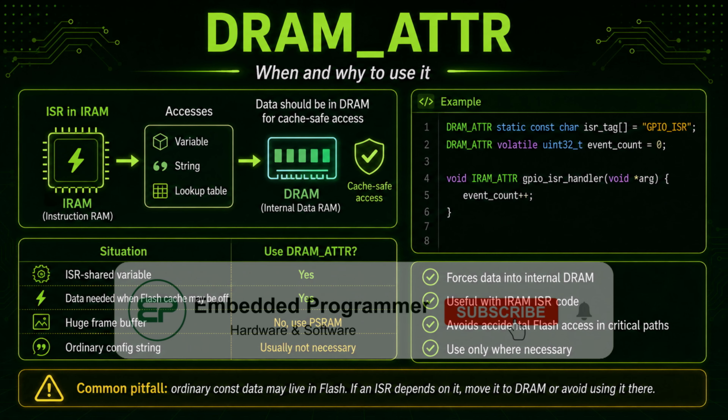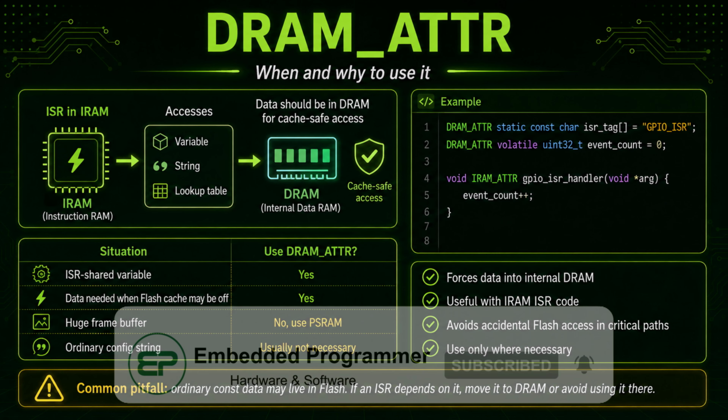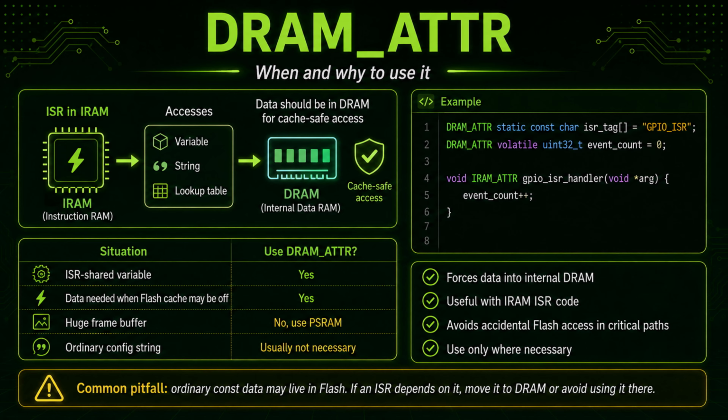DRAM_ATTR performs a similar role to IRAM_ATTR, but for data rather than executable code. Its purpose is to force a variable or constant into internal data RAM. Why would we need this? Imagine we have an interrupt handler correctly placed in IRAM. Inside that ISR, we access a lookup table, a constant string, or some other variable. If that data is actually stored in flash, the ISR still depends on flash access, even though the ISR code itself is in IRAM. During a cache-disabled condition, this can cause problems.